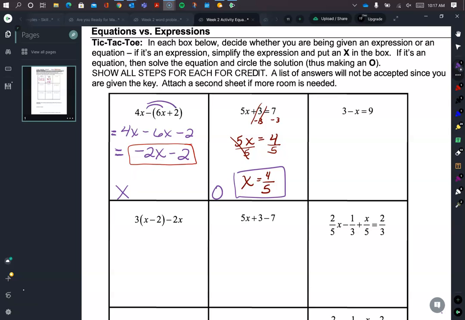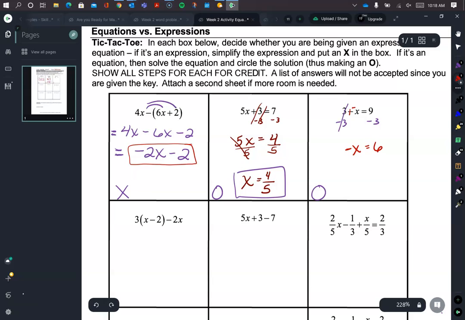So if I look at this box, 3 minus x equals 9, I would say, first of all, that is an equation because it has things on both sides of the equation. So now I'm going to go ahead and solve it. I'm going to subtract 3 from both sides. Now be careful here. Make sure you bring down that subtract. If you want to write it like this, plus negative x, that might be helpful in this case to not forget that. Negative x equals 6.